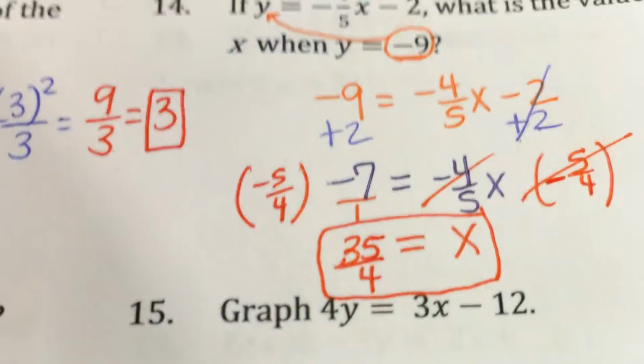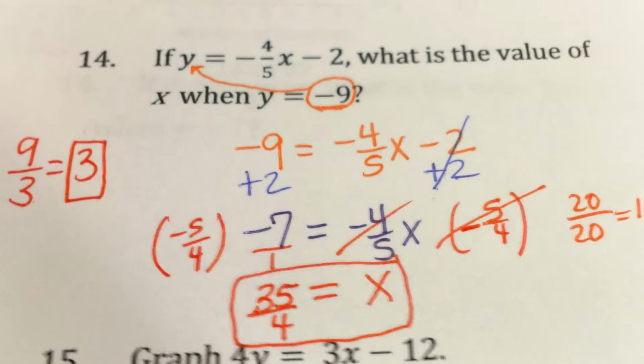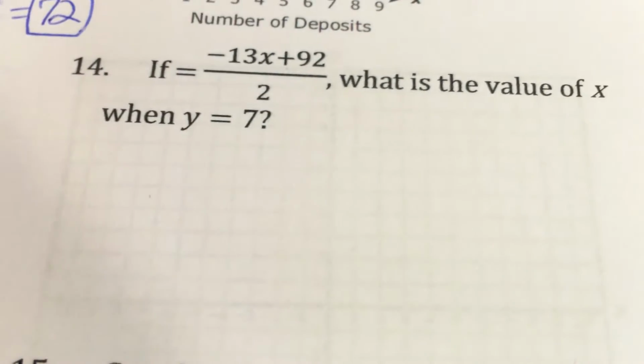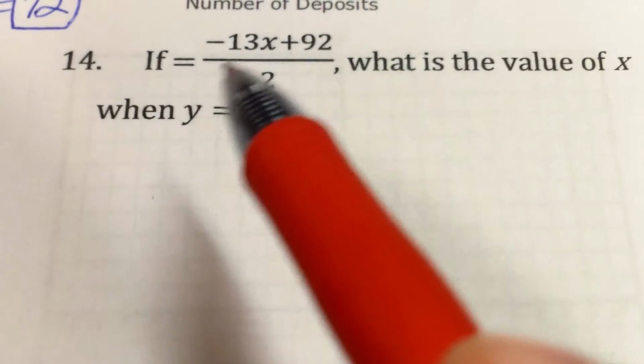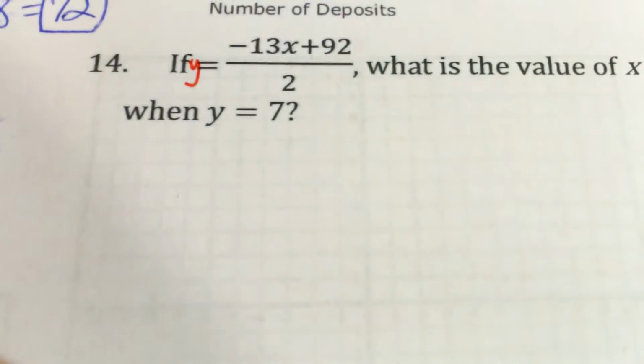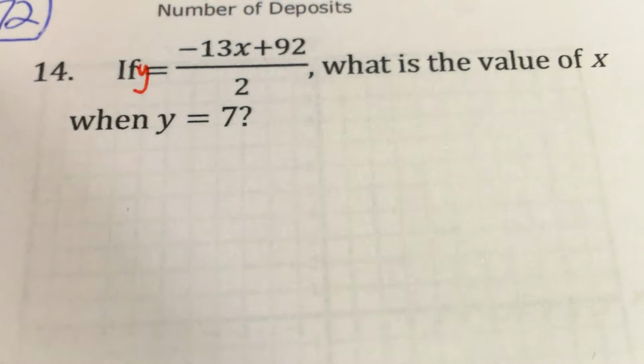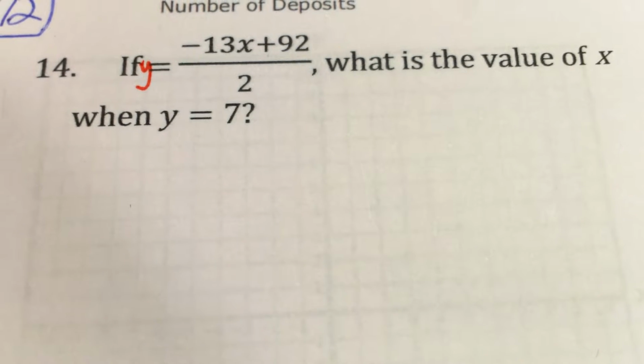Let's go ahead and do another one. Okay, that should have had a y. If y is equal to negative 13x plus 92 divided by 2, what is the value of x when y is equal to 7? Once again, the 7 goes in for the y.